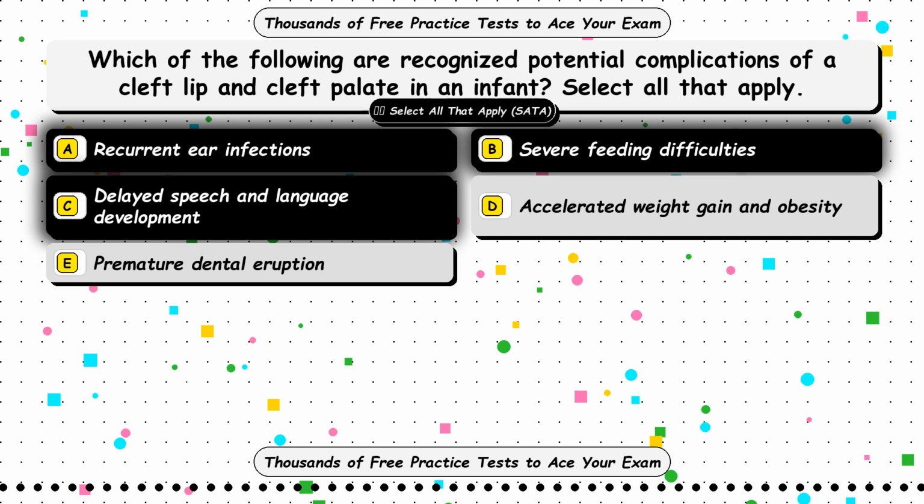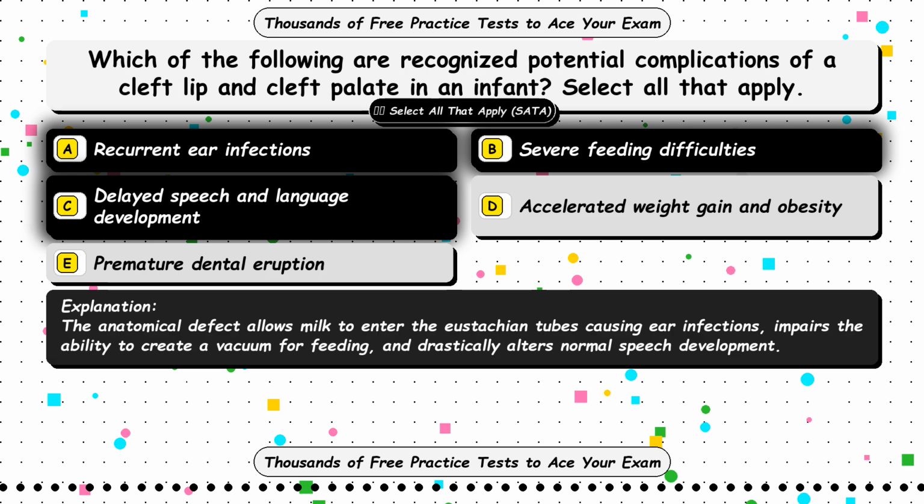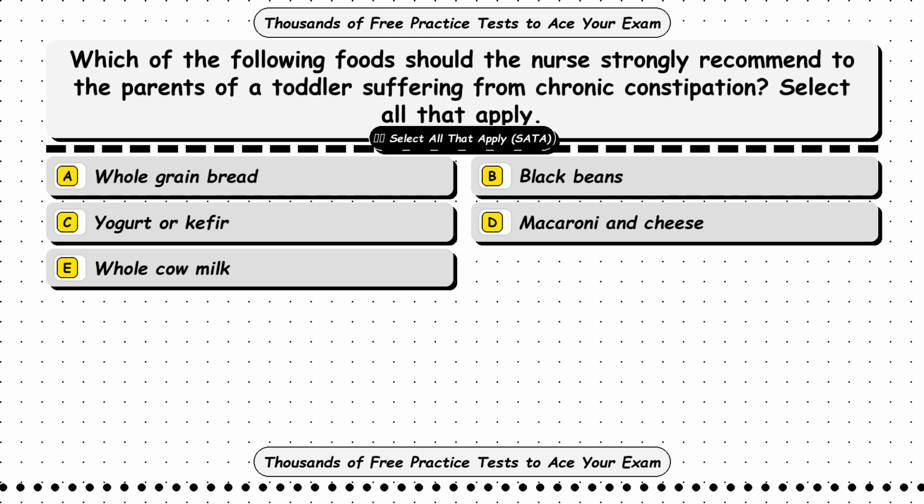The correct answers are options A, B, and C. Recurrent ear infections, severe feeding difficulties, delayed speech and language development. The anatomical defect allows milk to enter the eustachian tubes, causing ear infections, impairs the ability to create a vacuum for feeding, and drastically alters normal speech development. Question 47. Which of the following foods should the nurse strongly recommend to the parents of a toddler suffering from chronic constipation? Select all that apply.